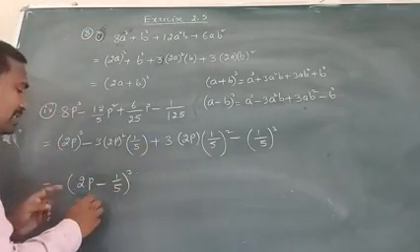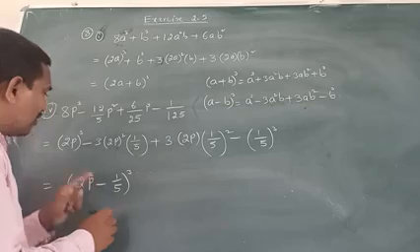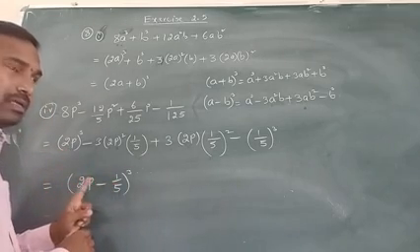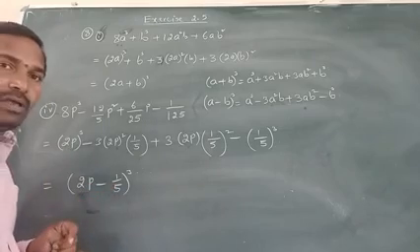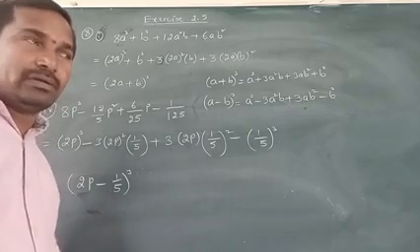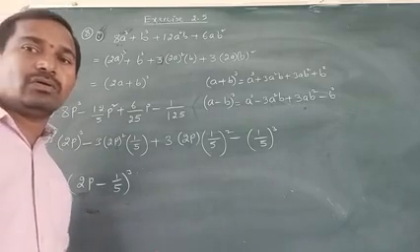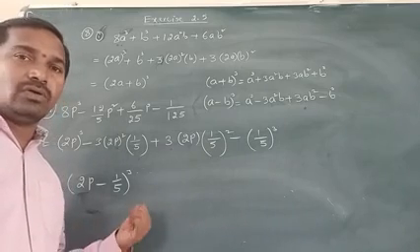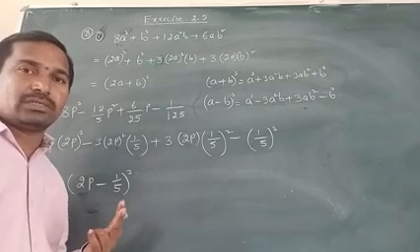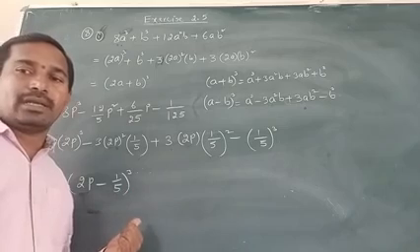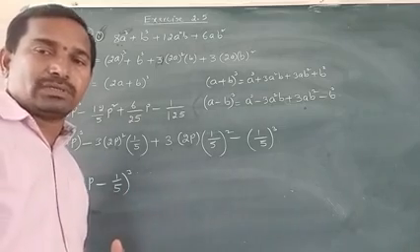So this can be written as a minus b whole cube. What is a here? 2b. What is b? 1 by 5. So 2b minus 1 by 5 whole cube. Okay, hope you have understood. So two problems are homework, the second one and third one. Those two problems you have to do at home using a minus b whole cube. And let us see some more problems.